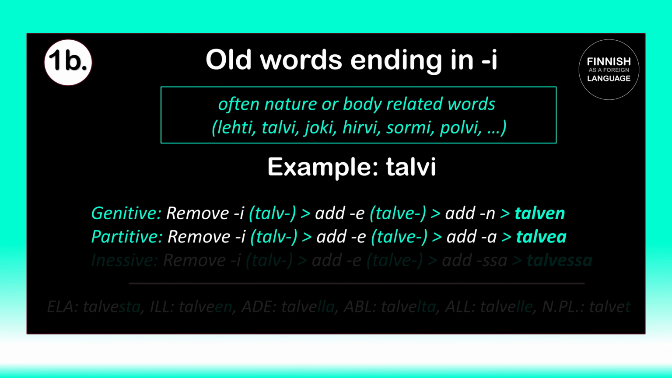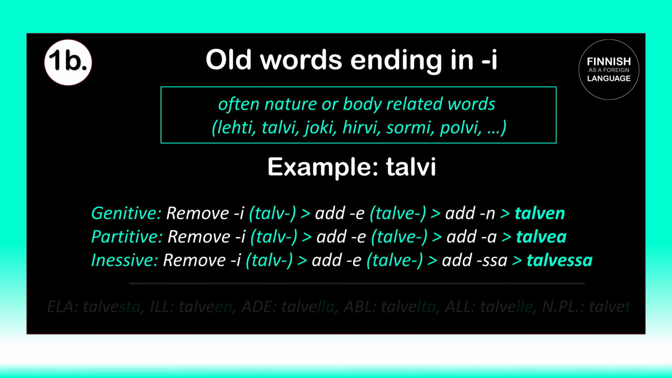Now let's see how it works with the partitive. Also here we have to remove the letter I. So talvi becomes talv. Then we add the letter E to it. So talv plus E becomes talve. And then in our last step we add A to it. So we have talve plus A is talvea. Talvea. It's the partitive case of the word talvi.